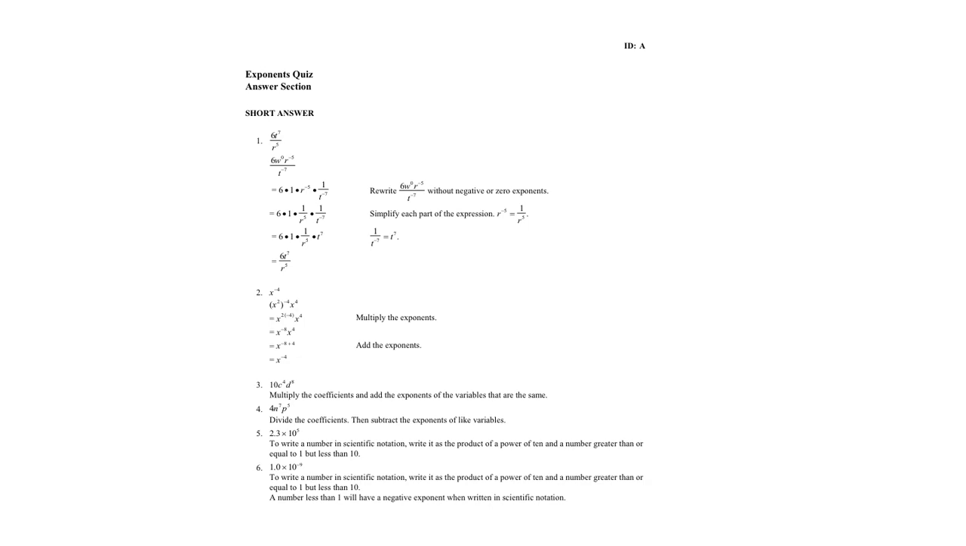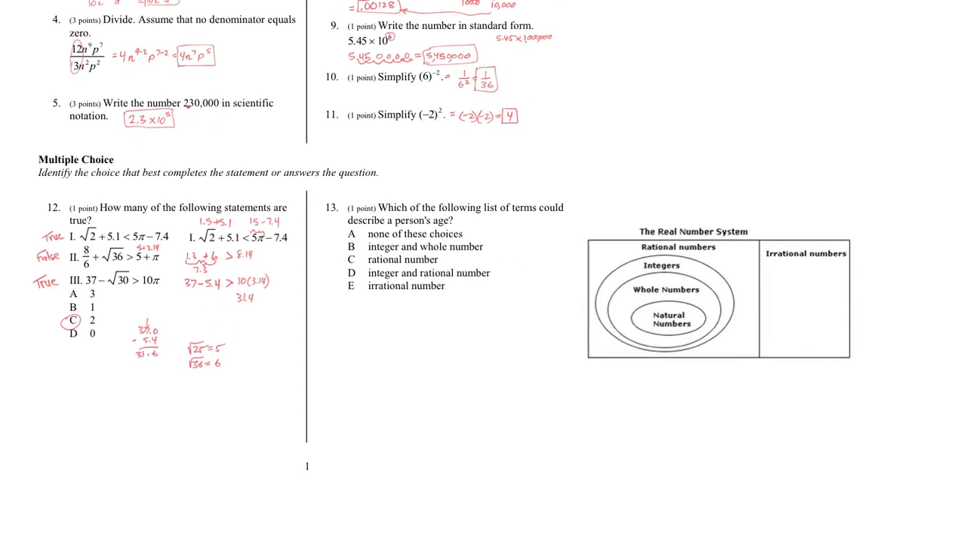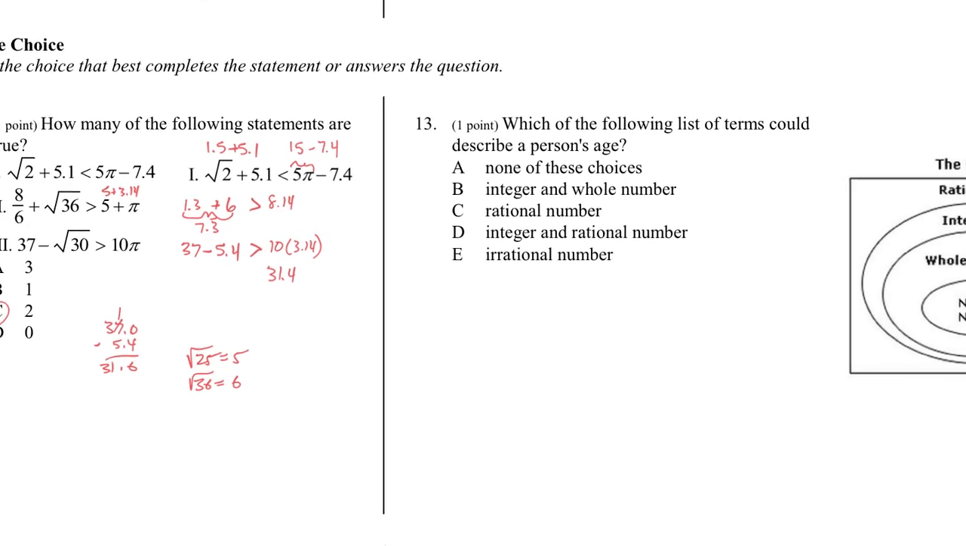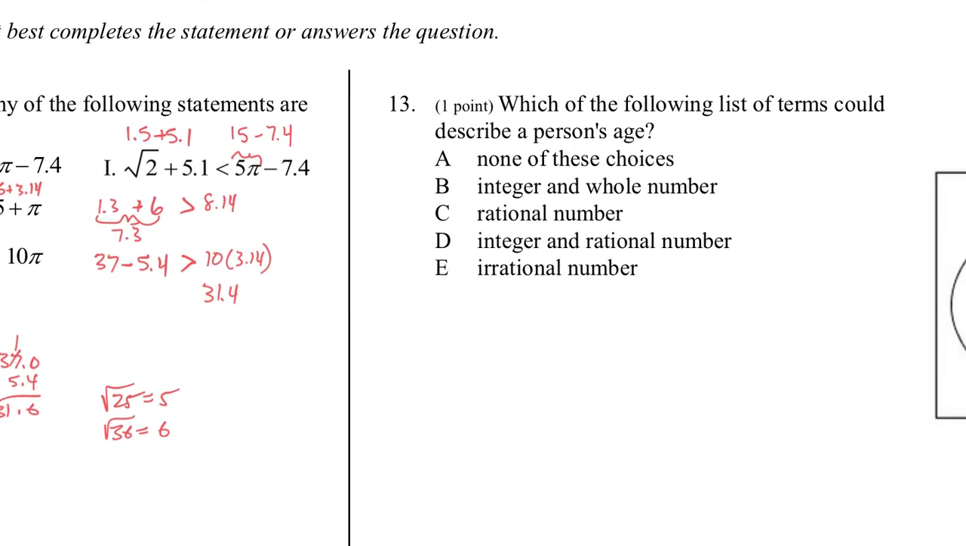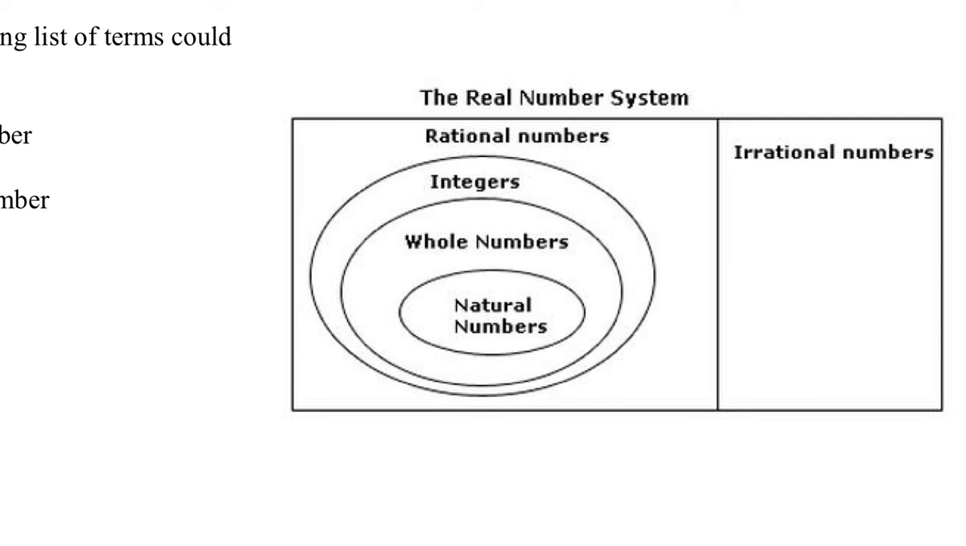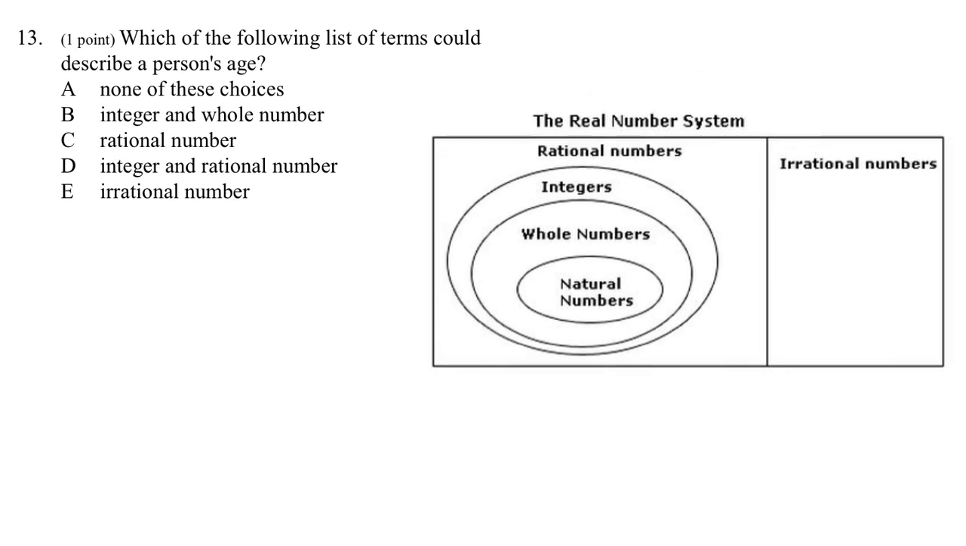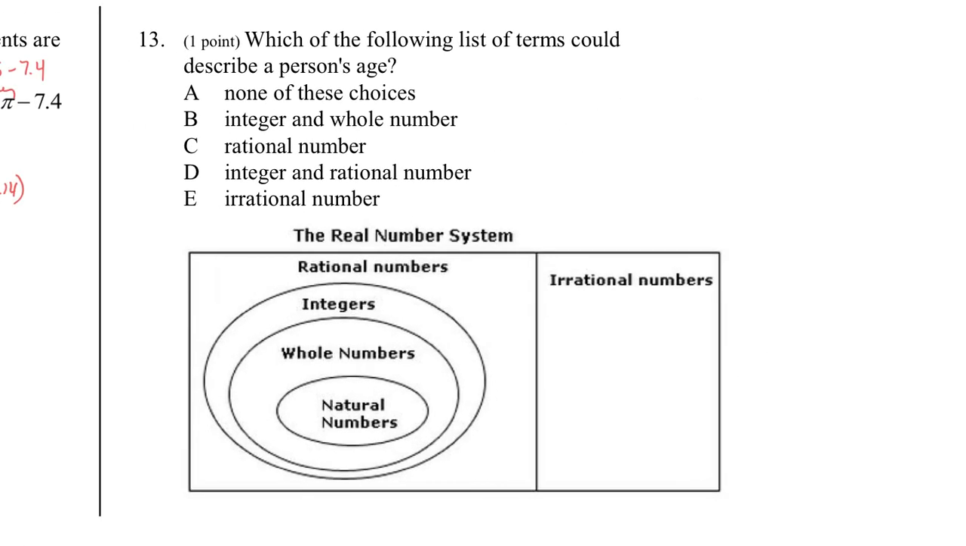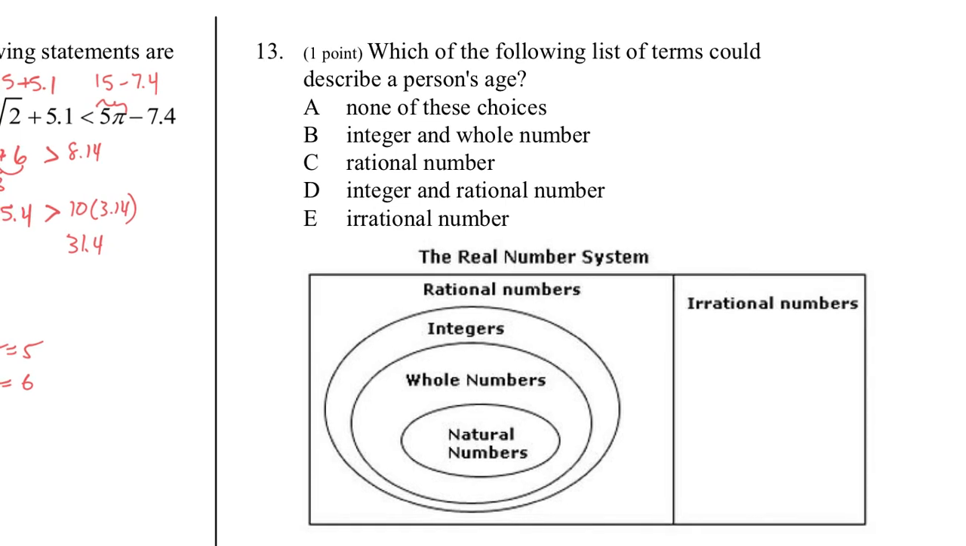Okay, so we have this one. Which of the following list of terms could describe a person's age? Well, if we know the real number system, I'll slide it over here. A person's age is going to be a whole number, because it can start with 0. Remember, these start with 0, 1, 2, 3, 4, 5, 6. So it's whole numbers right here.